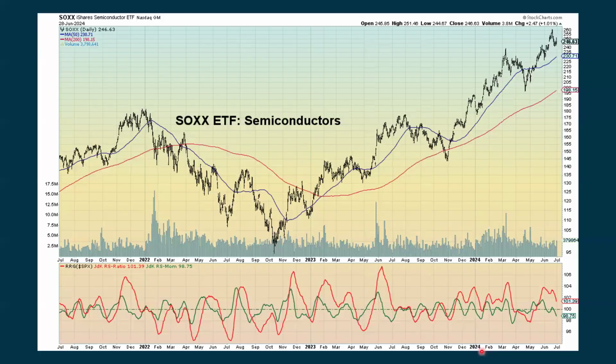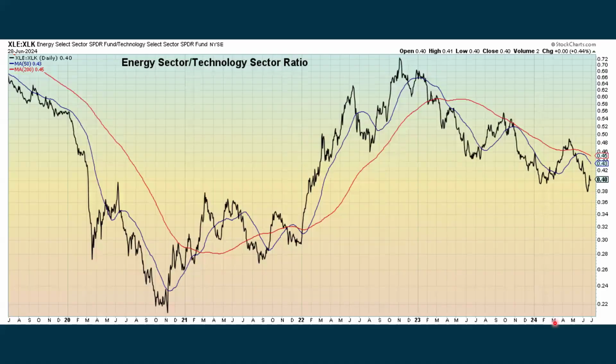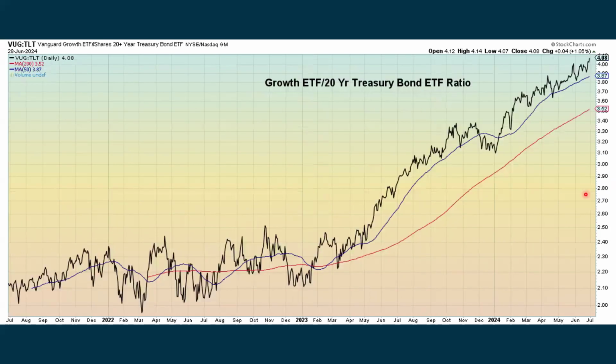Semiconductors, one of the strongest areas within the tech sector, coming back, setting an all-time high, seeing some profit taken lately, but still in a solid uptrend. So that's turning the relative strength ratio and the momentum down. And we compare the energy sector with the tech sector, and this is just showing how the energy sector continues to underperform tech. We look at growth stocks and compare them with bonds, showing how growth stocks are still outperforming.